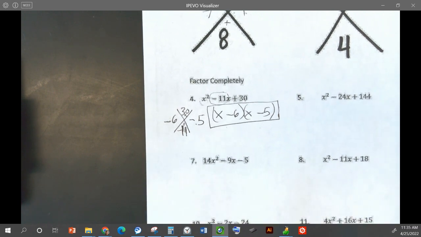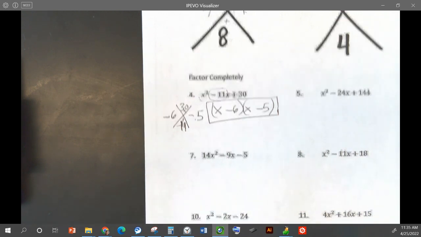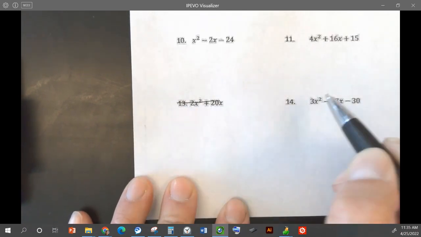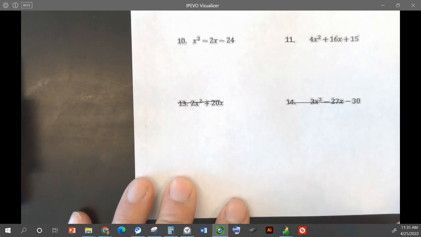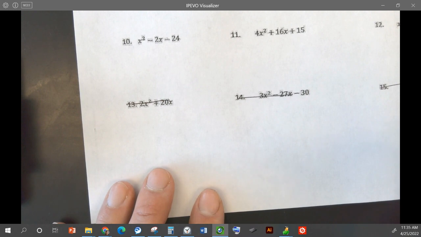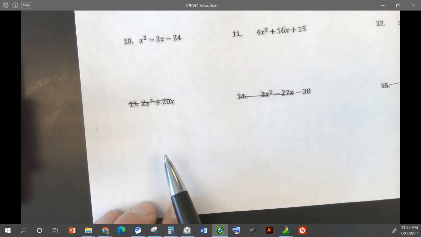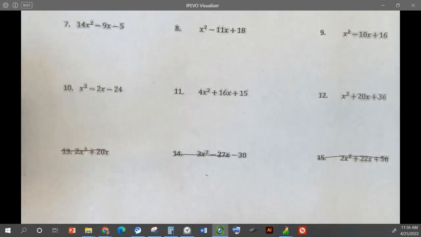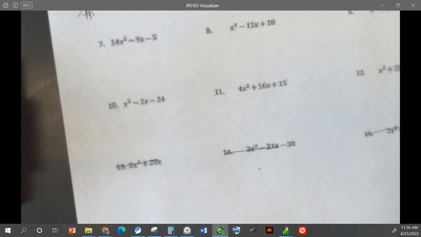All right, let's do one where a is not 1. Can you guys find one where a is not 1? Okay, so let's also talk about the last row. We haven't talked about this type, so go ahead and cross off 13, 14, and 15. We're not going to do 13, 14, and 15. We haven't talked about how to do those. So on the test, there will only be 12 questions. We'll just cross out 13, 14, 15 on the test too. Good.